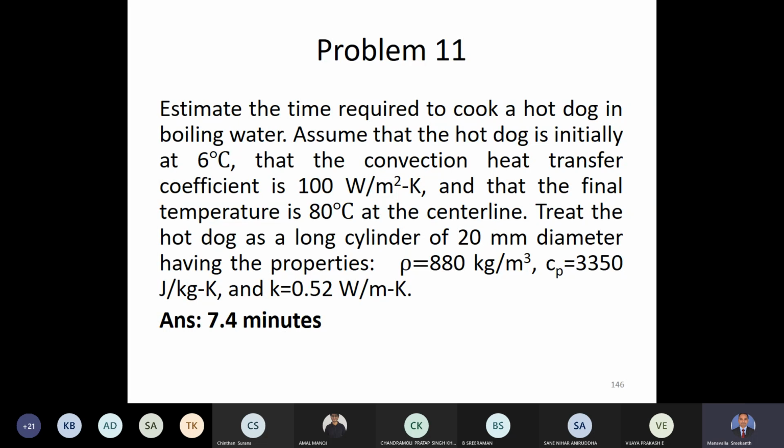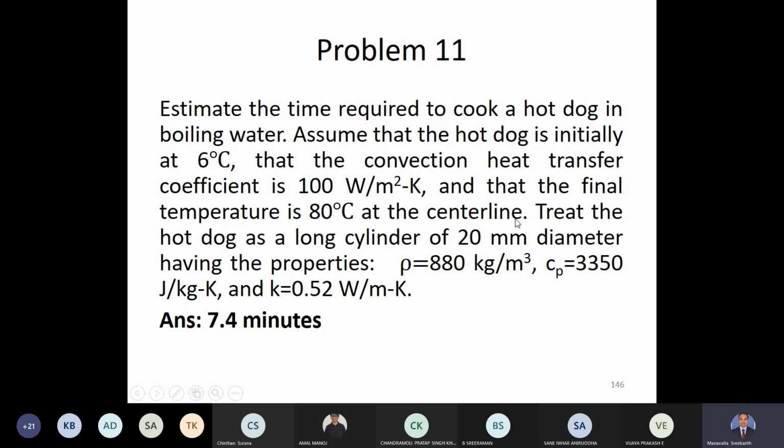But anyway, in this case, what's the shape of a hot dog? It's given that it's a long cylinder, of 20 millimeter diameter. You see, the length of the cylinder is not given, only the diameter is given, and we are told that this is a long cylinder. So we have to solve this problem.